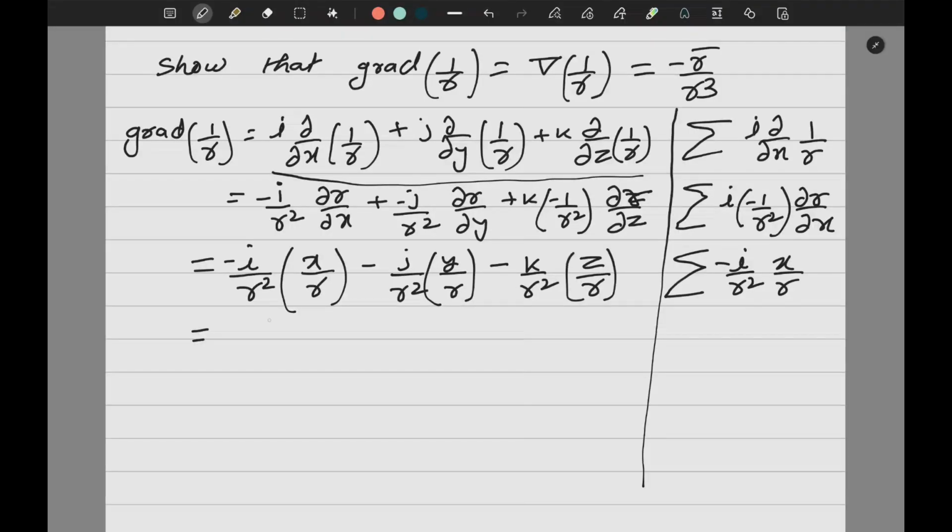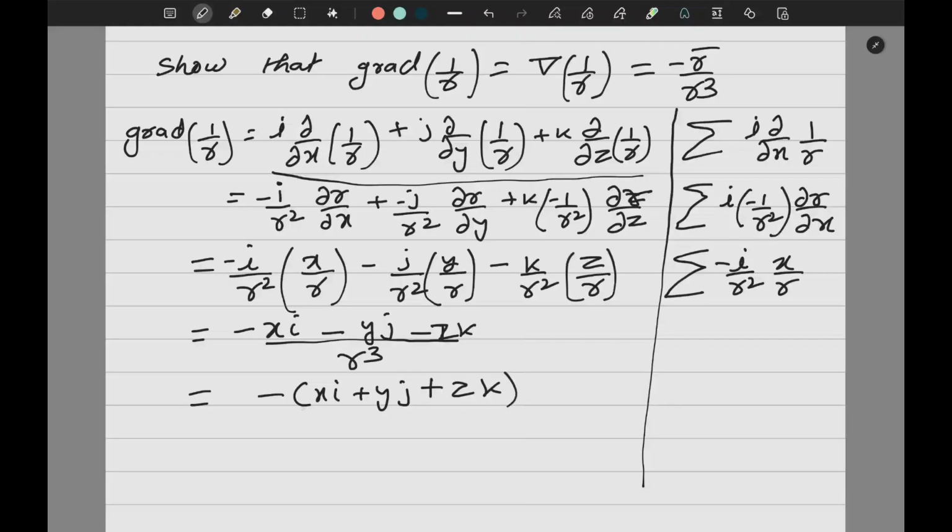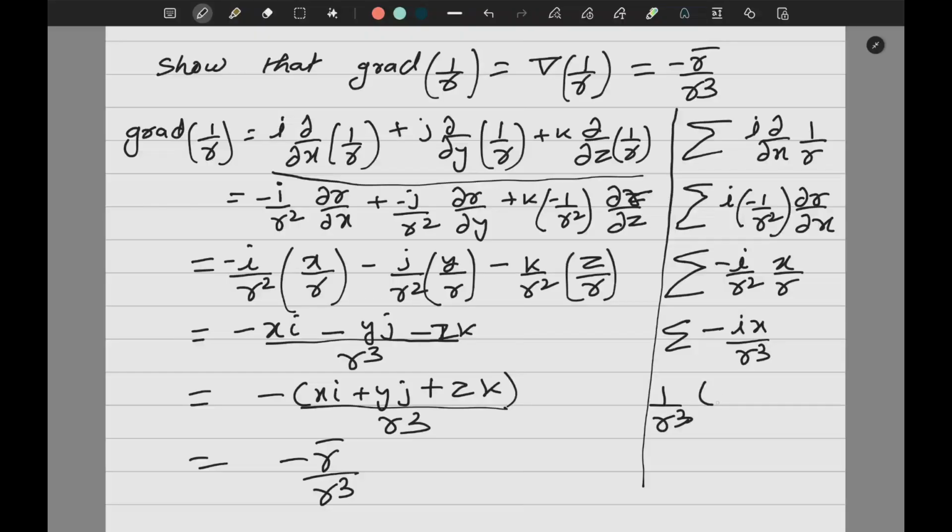Right? Now here, minus xi minus yj minus zk, whole upon R cube. Okay, and this is minus (xi plus yj plus zk) upon R cube, and this is minus R bar upon R cube. If I am doing it by summation, it is summation minus ix upon R cube. So 1 upon R cube, when I open summation, it will be xi plus yj plus zk. So this will be minus R bar upon R cube, right?